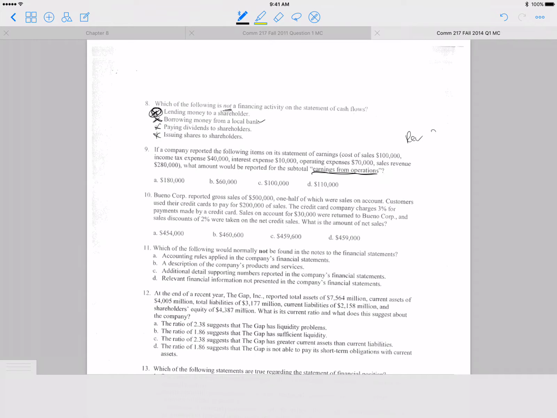So your revenue is $280,000. Your cost of goods sales is $100,000. So if you take your difference to get your gross profit, it'll be $180,000. And then all you do is just subtract your operating expenses, which is $70,000, and you get your earnings from operations, which is $110,000. You don't include your tax expense or your interest expense because that's after your earnings from operations. So your answer is $110,000, and you can see that the answer is D.